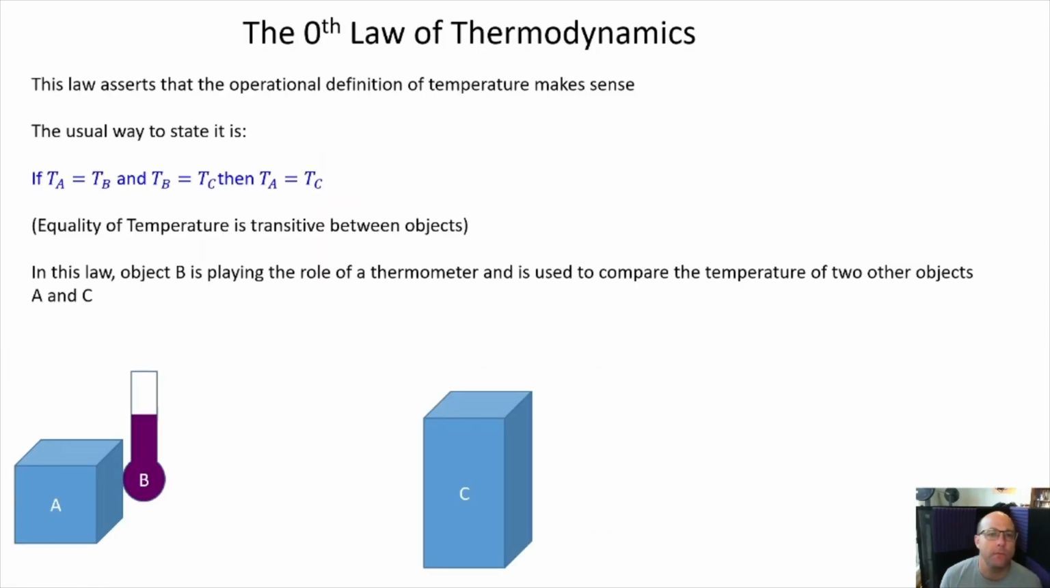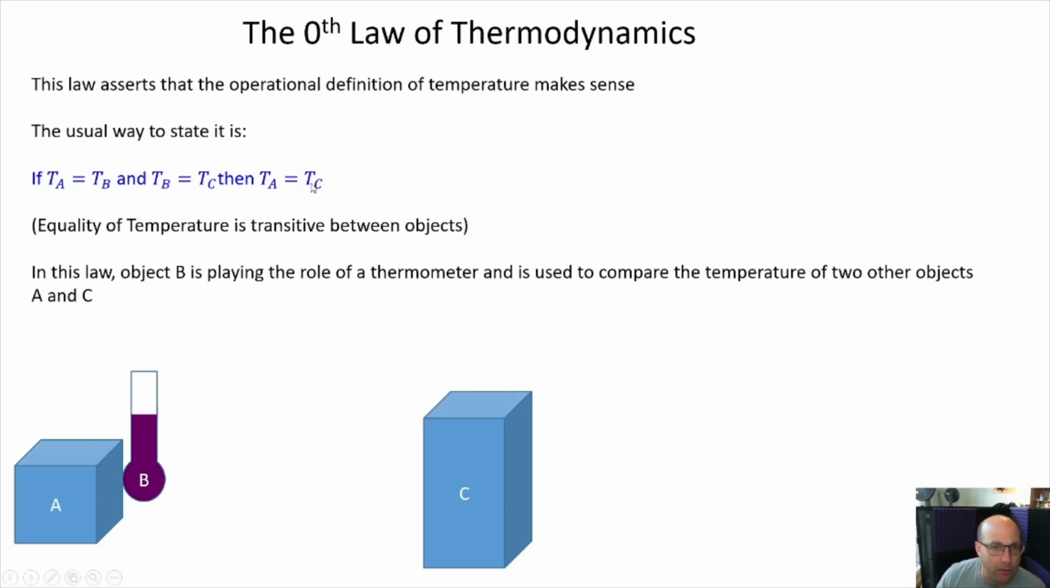And so the idea that you can have an operational definition of temperature is sort of codified in what is called the 0th law of thermodynamics. So this is our very first law, even though it's called the 0th law. And in words, it says that the operational definition of temperature makes sense, that you can build a thermometer and you can use it to measure temperatures.